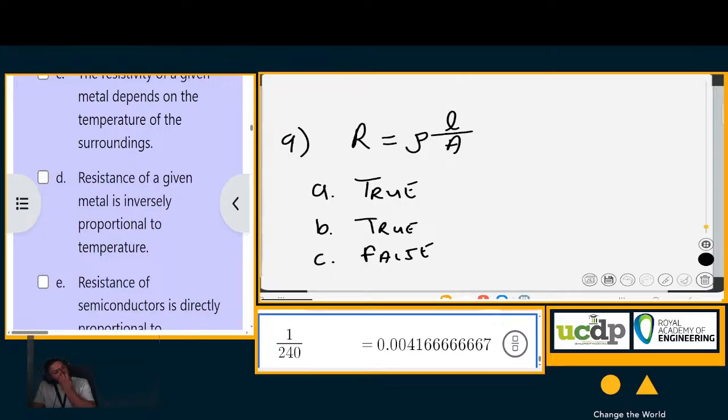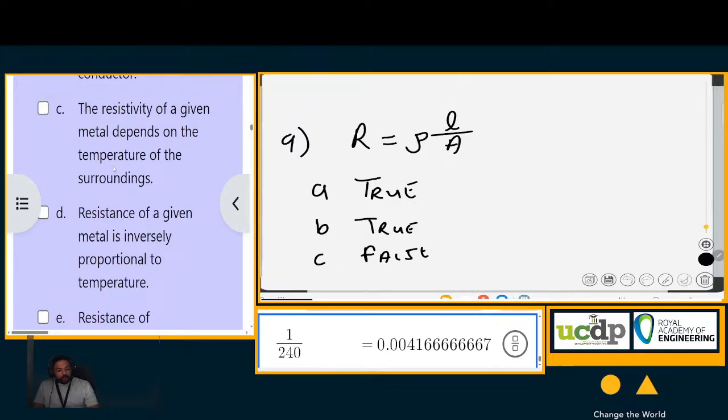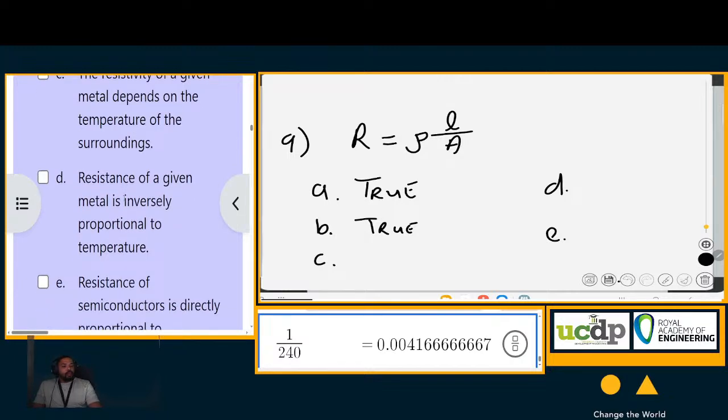Or rather, let me just check here. Let me come back to C. I want to check something quickly before I answer C. A, B, C, D, E. Before I come back to C, resistance of a given metal is inversely proportional to temperature. Yeah, this is the problem that I was having. The resistance is inversely proportional to temperature. True. It is true. The higher the temperature, the lower the resistance.